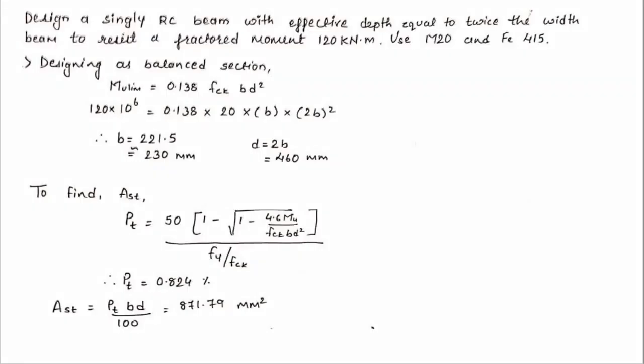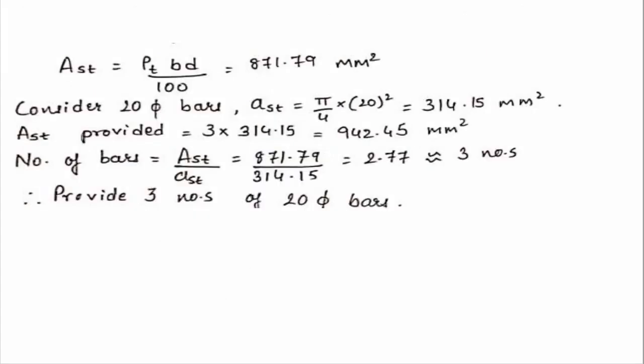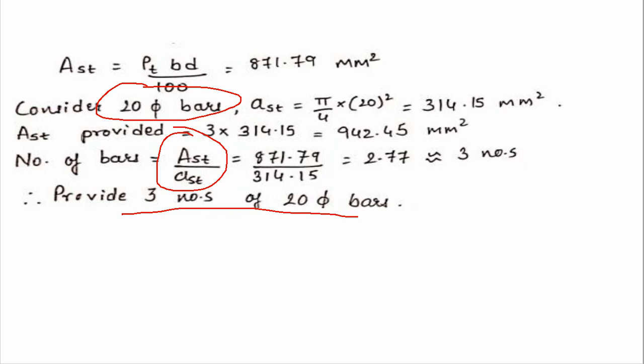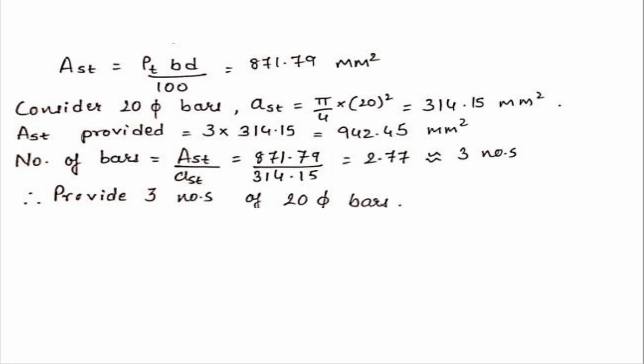So, taking the same example as we discussed in the last video. In the last video, the final answer was 3 numbers of 20 mm dia bars, but this was a manual method based on this equation, that is capital AST upon small st, and here we assumed the bar diameter to be 20 mm. Now, how do we check whether we have provided the correct value or not? For that we will be using our steel table.